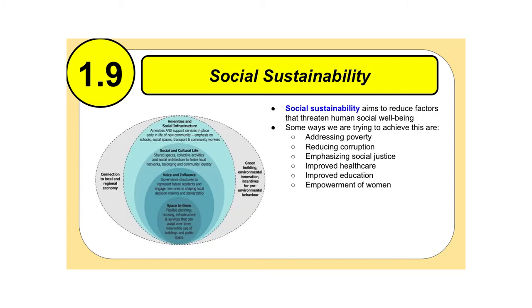As with all things, we need to make sure we know what we're talking about first. So let's make sure we define social sustainability. Social sustainability aims to reduce factors that threaten human social well being. So we're trying to remove any obstacles that would prevent human beings from becoming better citizens, better humans, and bettering your life.